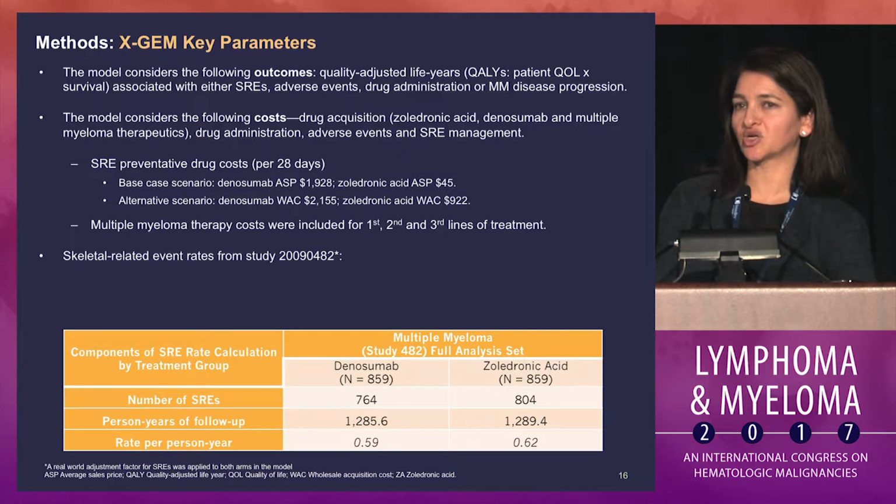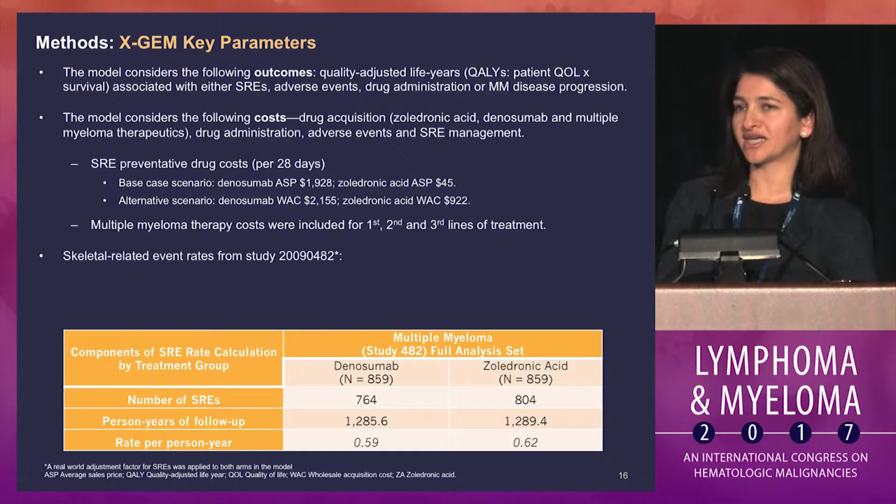We also looked at the cost of the drugs, so the drug acquisition cost of zoledronic acid versus denosumab, as well as the drug administration and adverse event costs, were all built into this cost. And we used both scenarios, wherein we used just the average sales price of the drug, and no surprise to anybody, denosumab is a lot more expensive, nearly $2,000 compared to zoledronic acid. We also looked at the wholesale acquisition cost of denosumab at about $2,000, with zoledronic acid being $922.